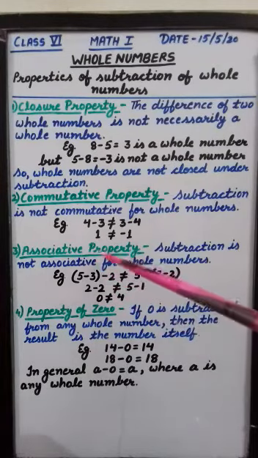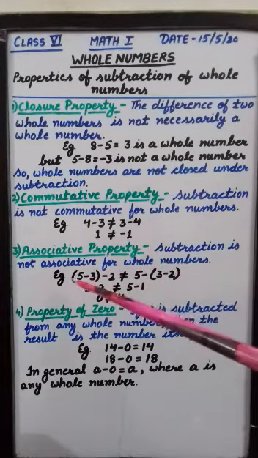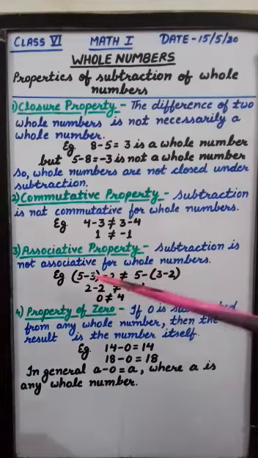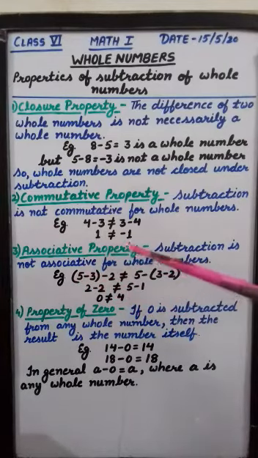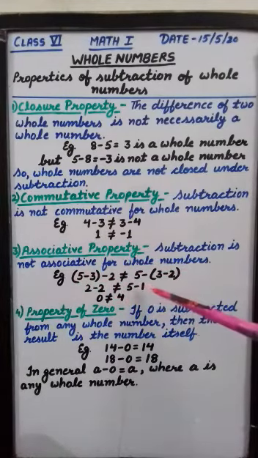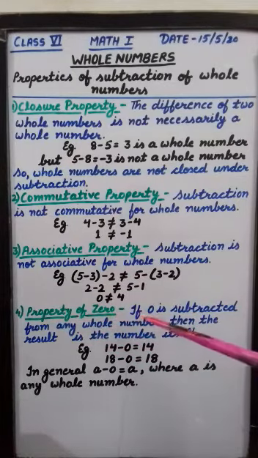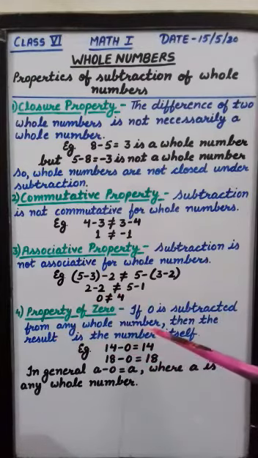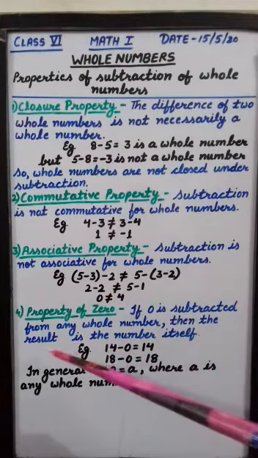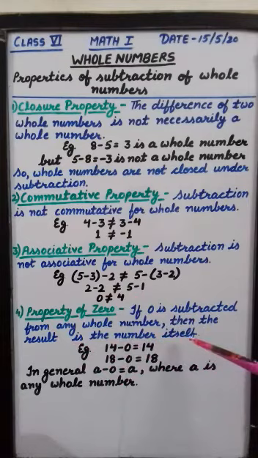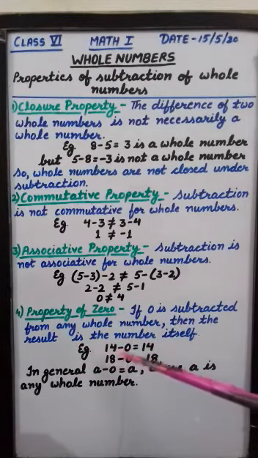So associative property, that means we are changing the place of the bracket. This property is also not true for subtraction of whole numbers. Coming to the next one, property of 0. If 0 is subtracted from any whole number, then the result is the number itself. So here let's see this by some examples.